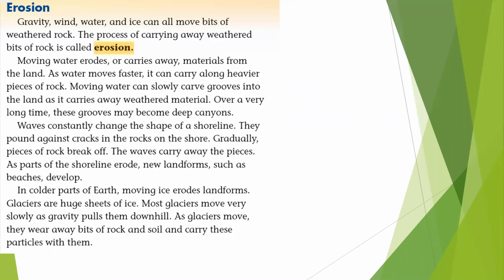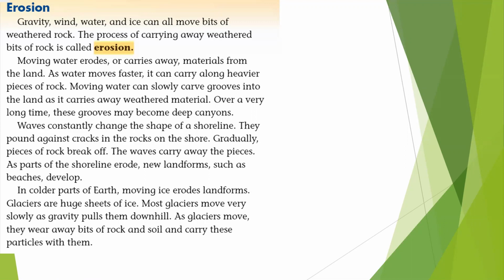Gravity, wind, water, and ice can all move bits of weathered rock. The process of carrying away weathered bits of rock is called erosion. Moving water erodes or carries away materials from the land. As water moves faster, it can carry along heavier pieces of rock. Moving water can slowly carve grooves onto the land as it carries away weathered material. Over a very long time, these grooves may become deep canyons, just like the Grand Canyon.